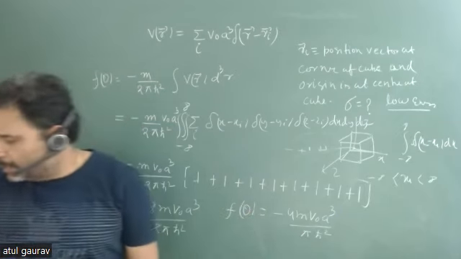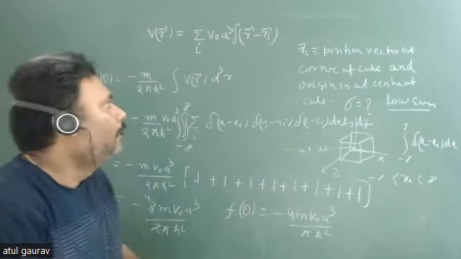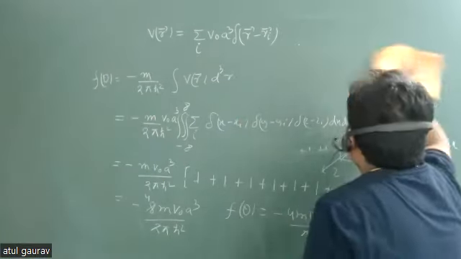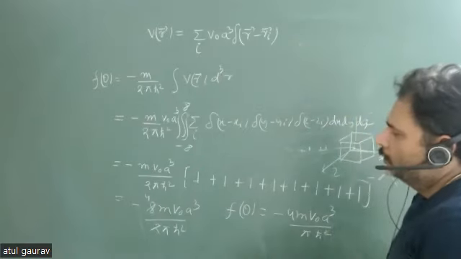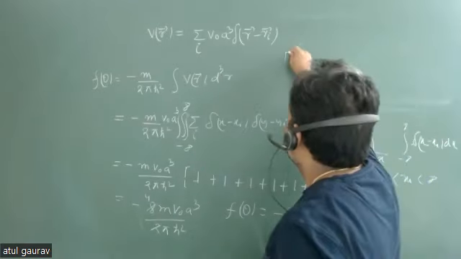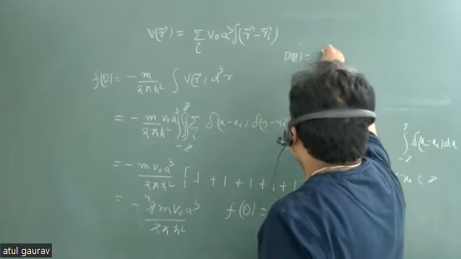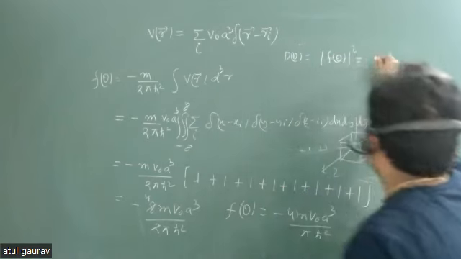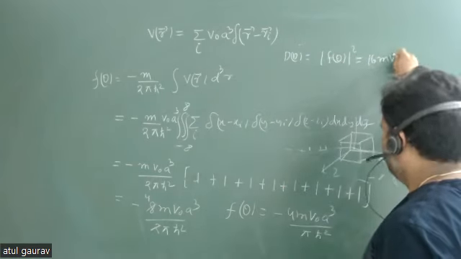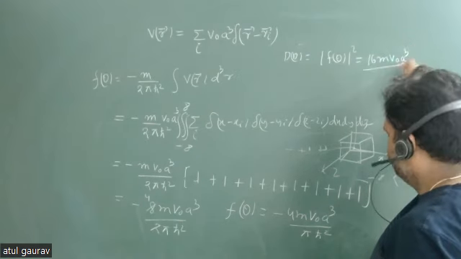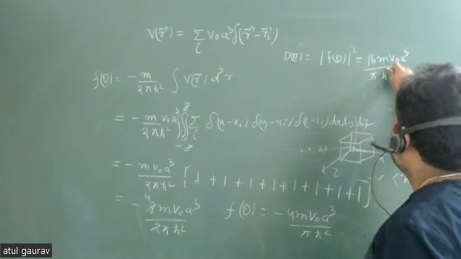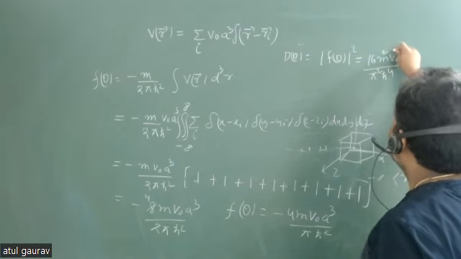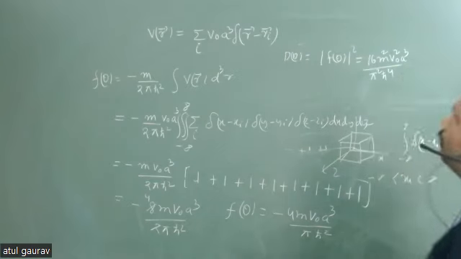Now once you have calculated f theta, you have to go for d theta. What is your d theta? Take its mod square, right? So your d theta is equal to mod of f theta square, and this value is equal to 16m square v naught square a to the power 6 upon pi square h cut 4. So this is your d theta.